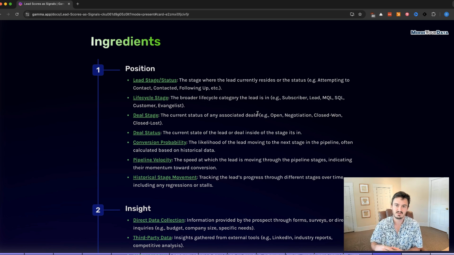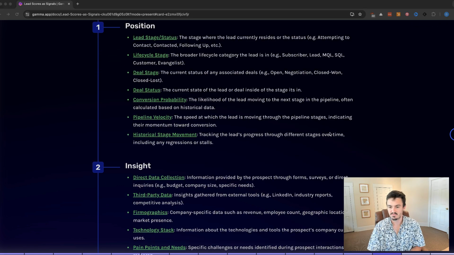So all these ingredients are considered the position category for when we're calculating lead scores. You can take a few of these, you can combine them with other categories. You take your pick. And then next we're going to go into the insight category. So the insight category is everything. If I can get this presentation to click here, we'll just scroll down.